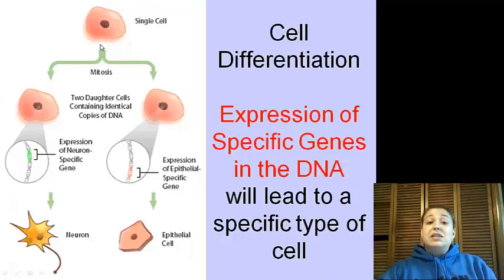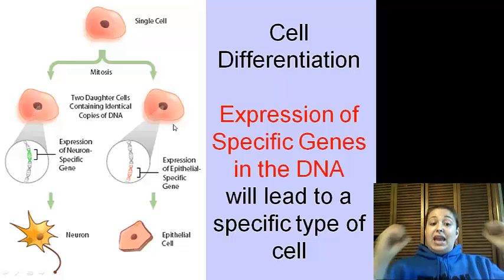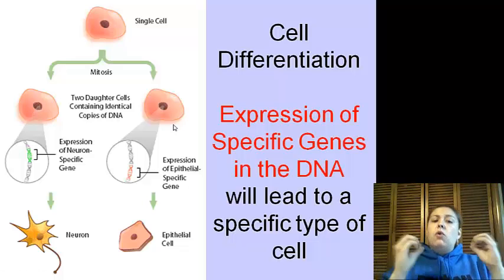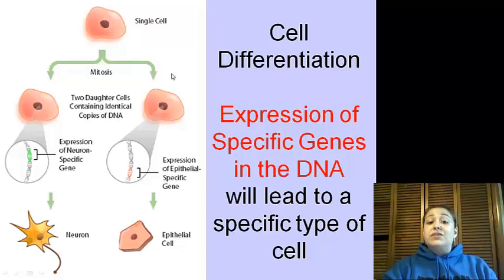So one type of cell, typically known as a stem cell, can undergo mitosis, which is cell division, and become two stem cells, or it can actually become two different types of cells, depending on the gene expression. So remember, the genes are what make you, you. So if this cell expresses the neuron-specific gene, it will create a neuron. But if this cell expresses an epithelial gene, it will become an epithelial cell. So remember, gene expression actually leads to specific types of cells.